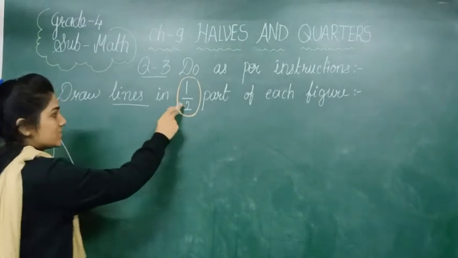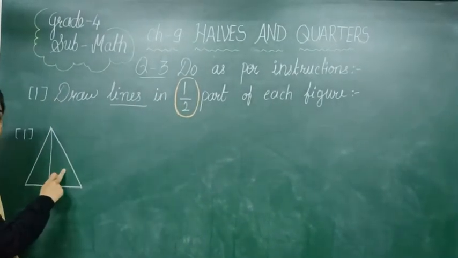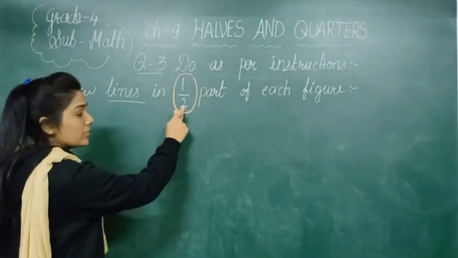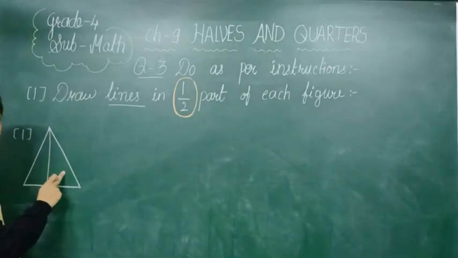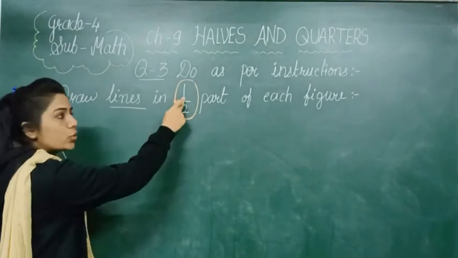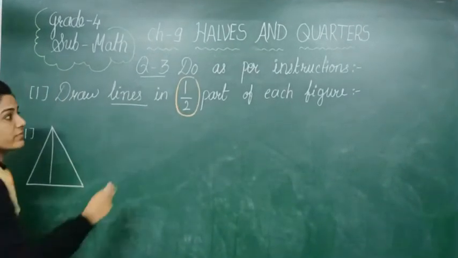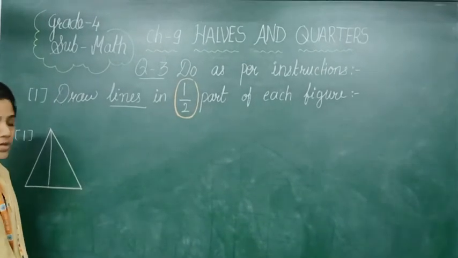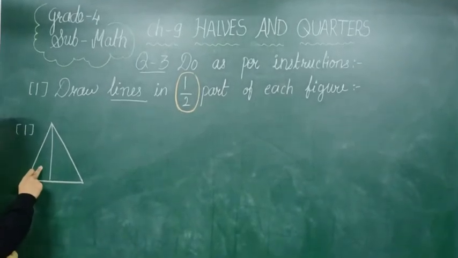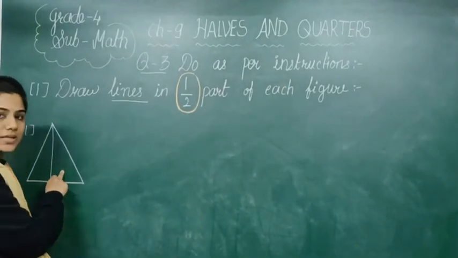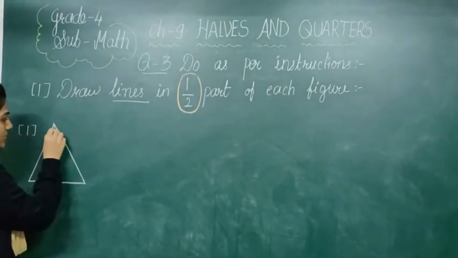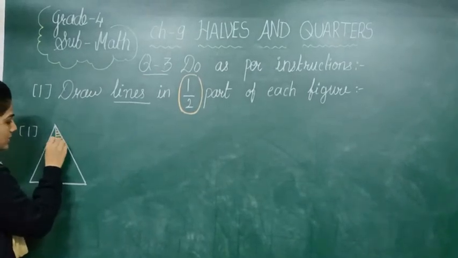See, 2 stands for total parts of one whole part. Means this is one whole triangle and the denominator is 2. That means 2 parts are total we are having. So out of 2 total parts we have to draw the lines in 1 part because 1 is given in the place of numerator. So what we will do? Any of 1 means here also you can make the lines and here also you can draw the lines. The choice is yours. So I am drawing the lines here in the second part.